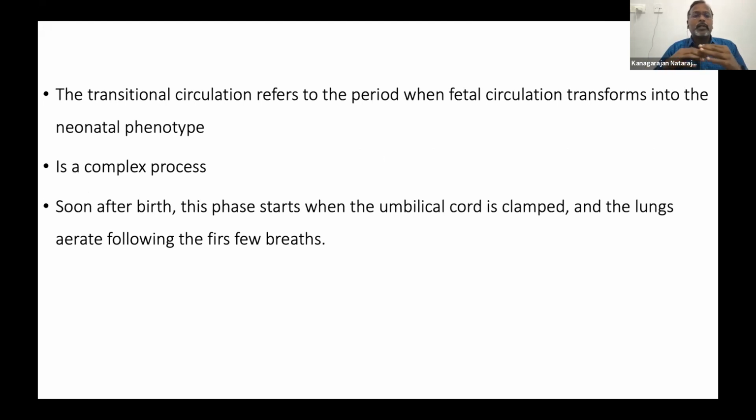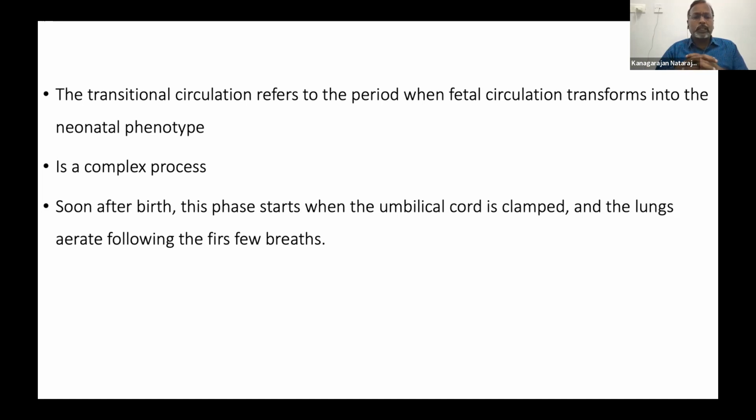So the transitional circulation refers to the period when the fetal circulation transforms into the neonatal phenotype. Still, the neonate has some immaturity of the cardiovascular system, but the circulation is in series. It's a complex process, and it's like mathematics. First thing happens, followed by the second thing. So it happens in a very ideal way.